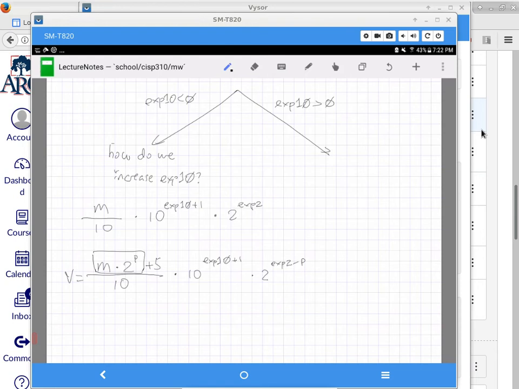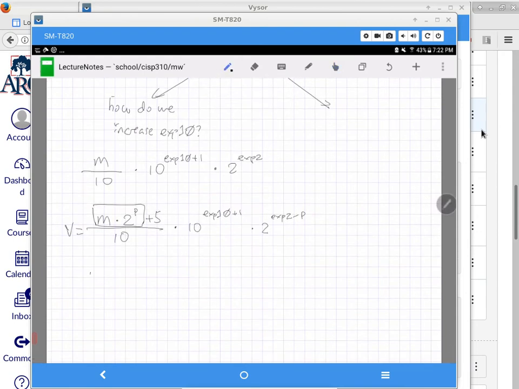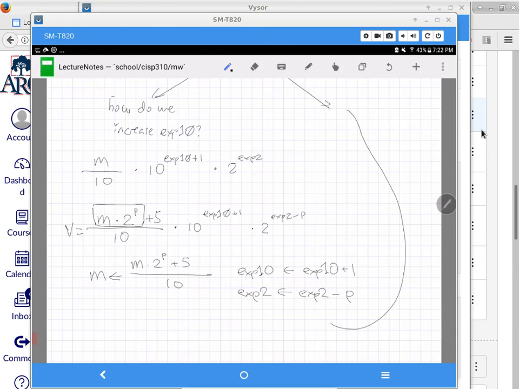Okay? So let me just finish this slide here. So after this operation, what this operation really is: m gets updated to become m times some power of 2 plus 5, the whole thing divided by 10. exp10 is updated to be exp10 plus 1. And then exp2 is updated to be exp2 minus p. When you're done with all of this stuff here, go back to the beginning and see if you have to do it one more time. Basically, after this entire operation, you check your exp10 again to see if it is still less than 0. If it's less than 0, do this whole thing again.